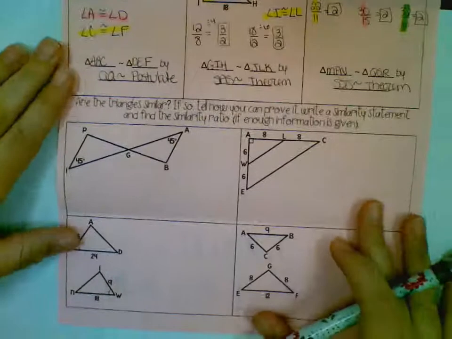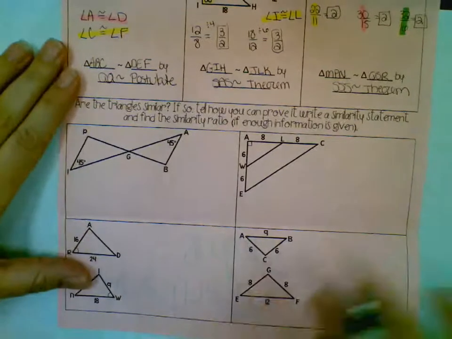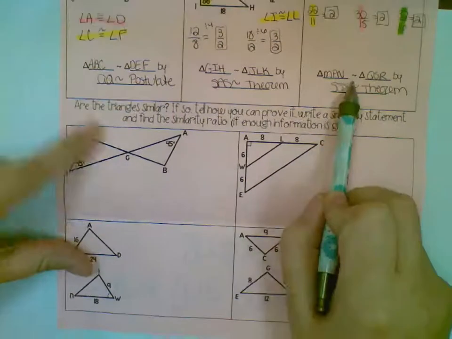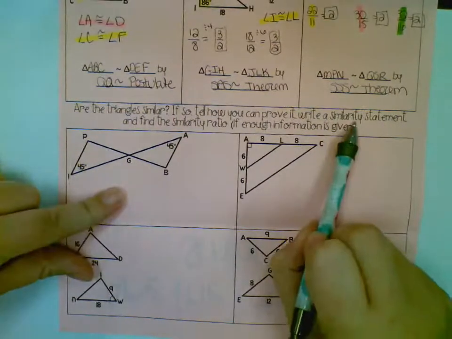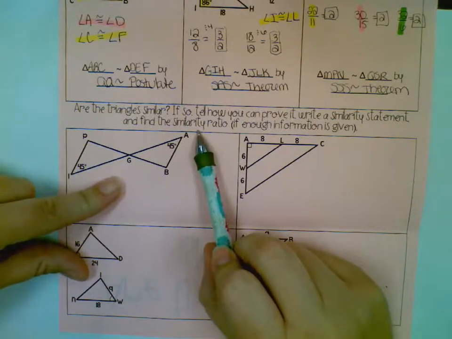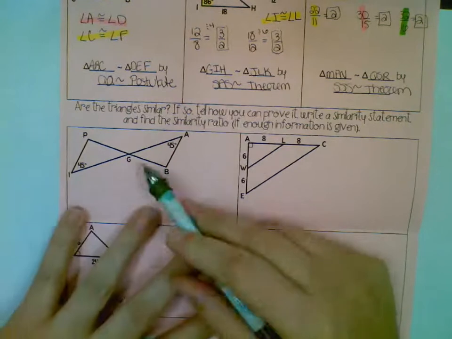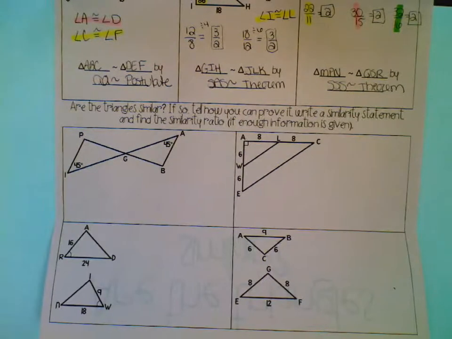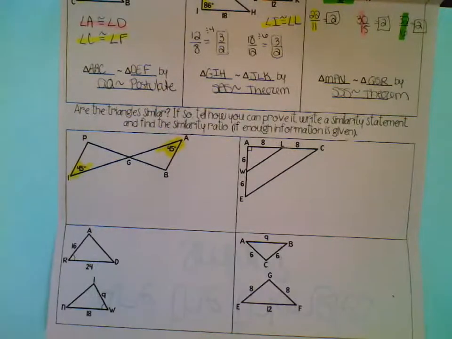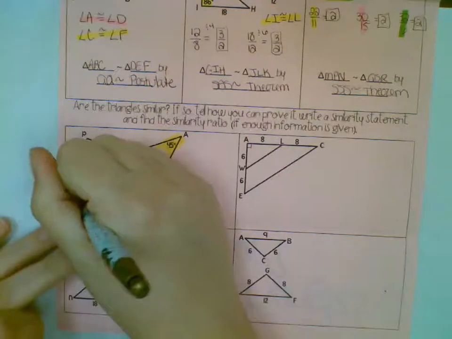So it asks us to determine if the triangles are similar, tell how we can prove it, so that would be one of the three reasons at the top, write our similarity statement, and if we can, find the similarity ratio, which is also known as the scale factor. So if we take a look at our first picture, we can see that we have angle A and angle I congruent. So that's one angle.